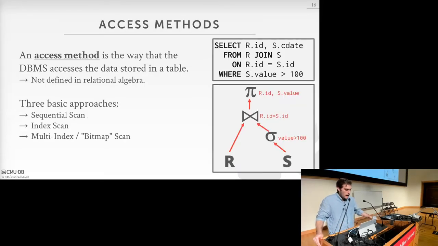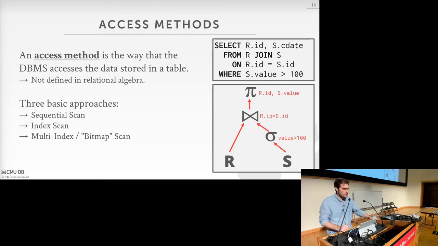So the next thing we need to talk about is access methods. We've seen access methods a little bit before, particularly in talking about the differences between table scans versus index scans. We've talked about some of the different trade-offs there, but this is going to be really important for the overall query execution. So an access method is basically the way that the DBMS is going to access the data that's stored in a table. This isn't defined in the logical plan or the relational algebra, but it's something that we need to consider when we're implementing the physical operators that are going to be responsible for executing the different pieces of the query.